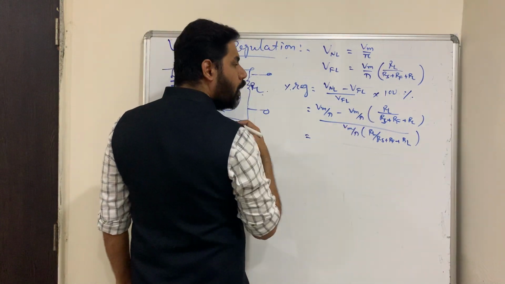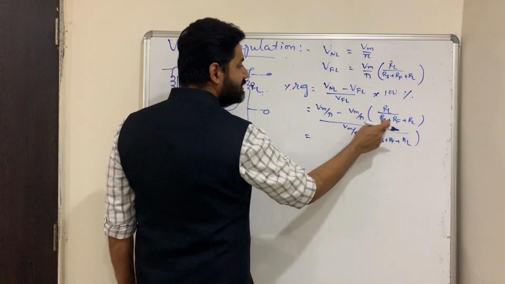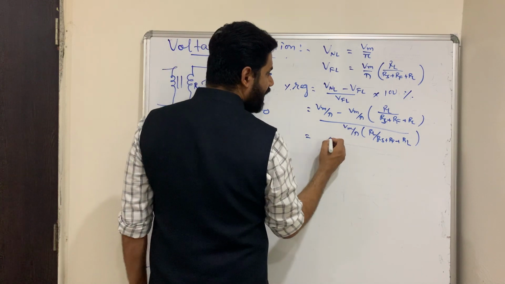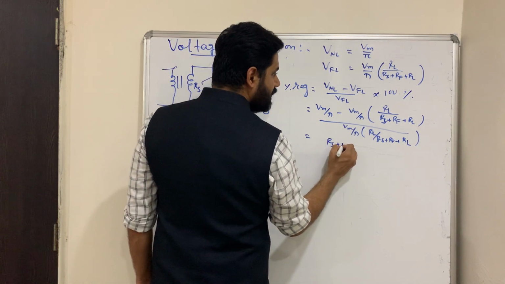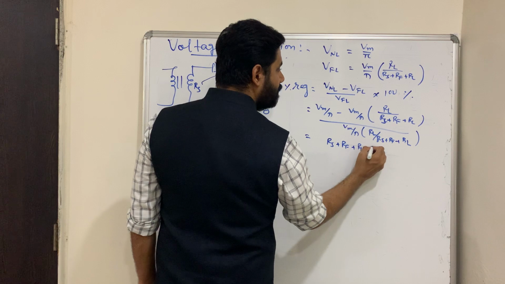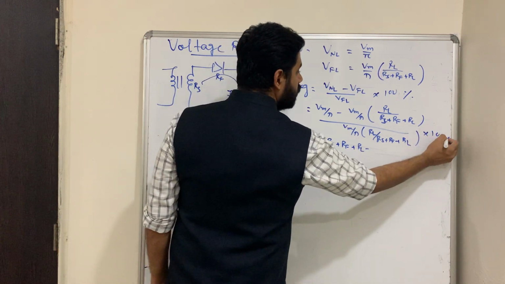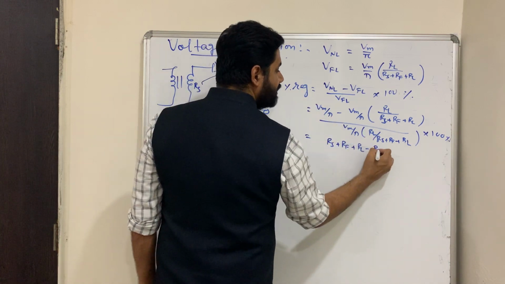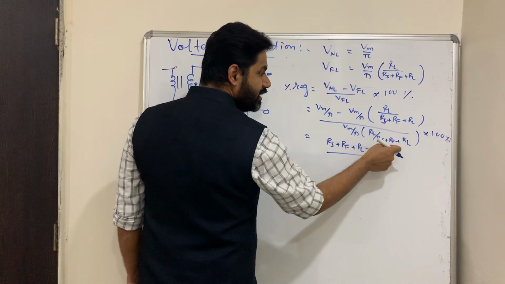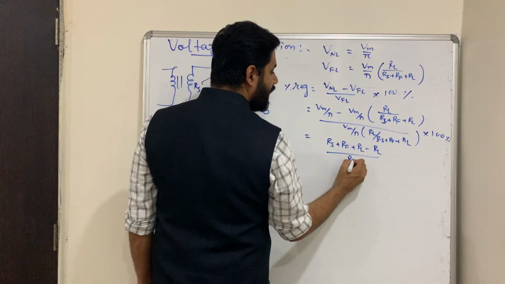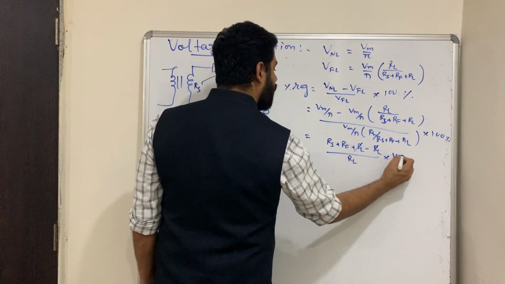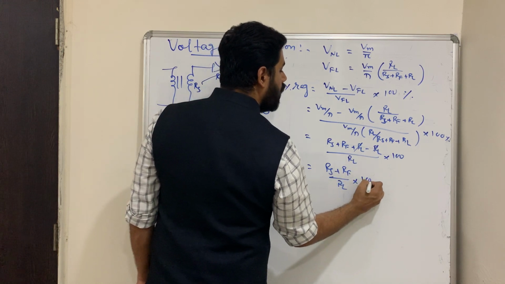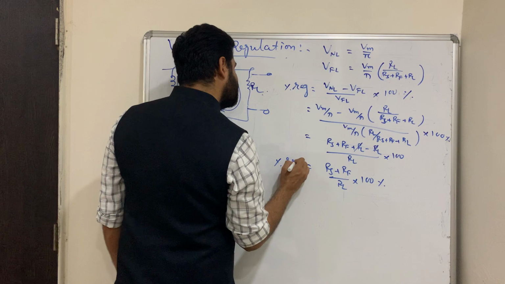Vm by pi is common and cancelled, ये एलसीएम से यहां पे आ गया. So I hope you are understanding. So we'll have RS plus RF plus RL minus RL, into 100%. The denominator is cancelled with this denominator, so I'll have only RL over here. Multiplied by 100, it comes out to be RS plus RF divided by RL into 100%. So this is my percentage regulation.